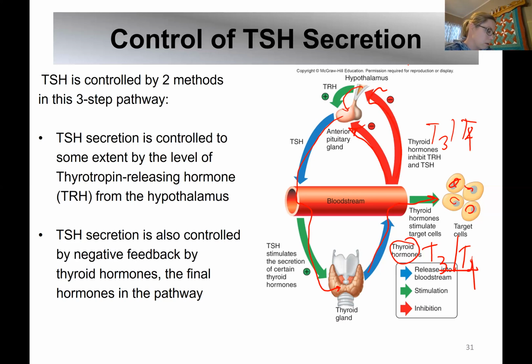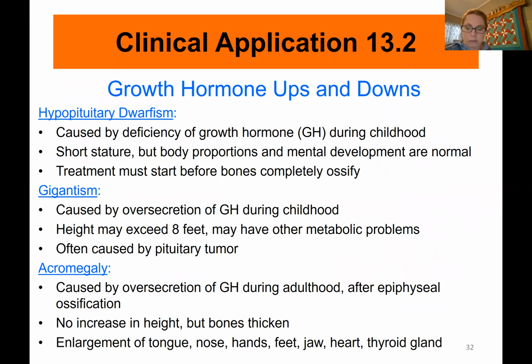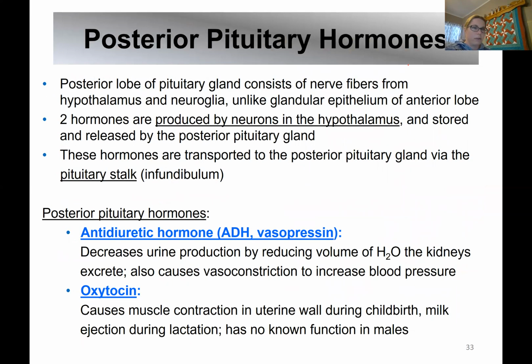Okay. I'm going to skip that one and talk about the posterior pituitary. Remember there's a difference between the posterior and the anterior. Posterior is connected through the nervous system with the hypothalamus. And there are two hormones, not neurotransmitters, but two hormones that are going to be produced by the posterior pituitary. And those are ADH, antidiuretic hormone, which we've learned about, and also oxytocin.